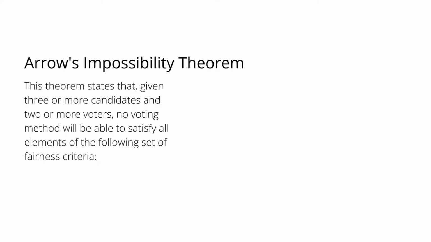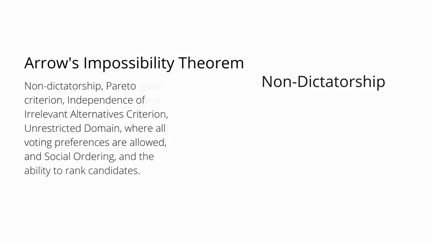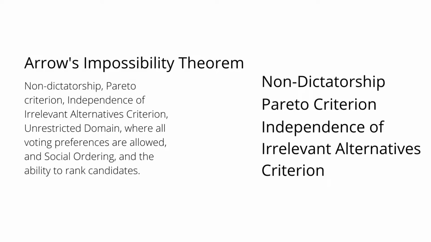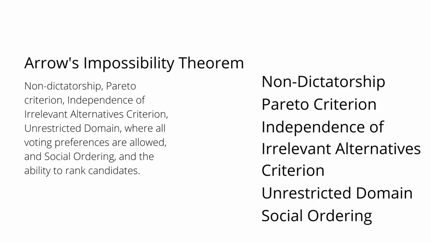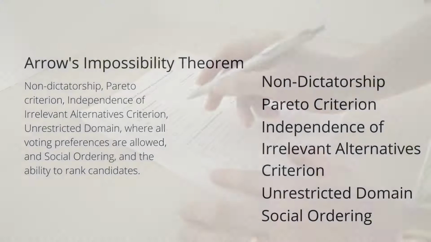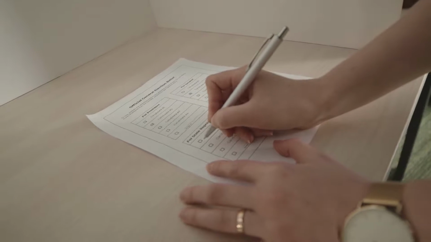Arrow's impossibility theorem. This theorem states that given three or more candidates and two or more voters, no voting method will be able to satisfy all elements of the following set of fairness criteria: non-dictatorship, Pareto criterion, independence of relevant alternatives criterion, unrestricted domain, where all voting preferences are allowed, and social ordering, the ability to rank candidates.